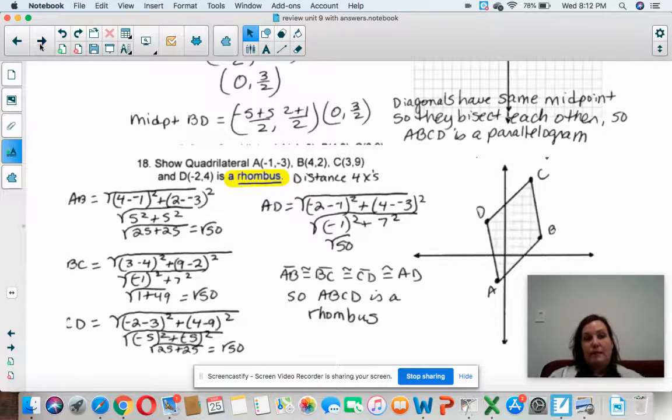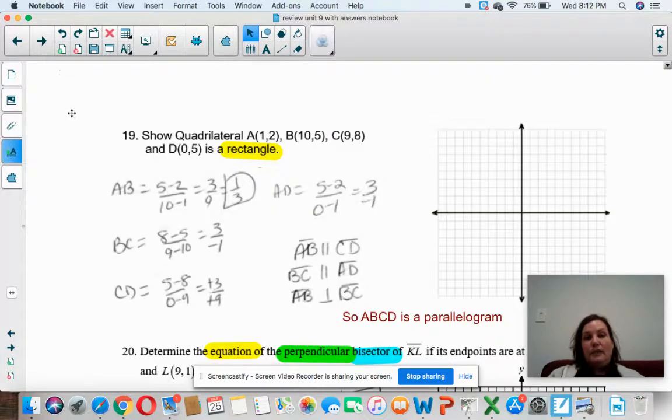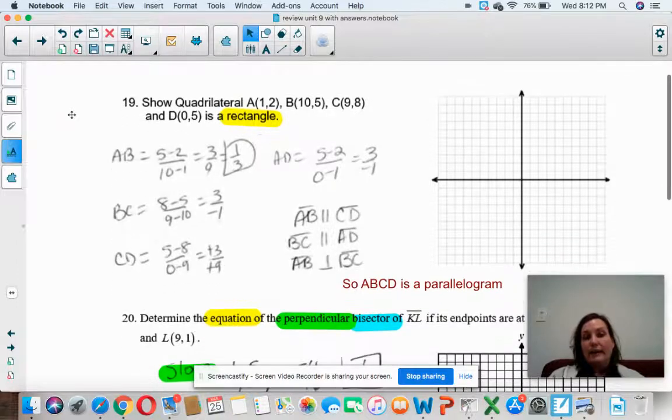All right. Next page, we have some more coordinate geometry proofs. In 19, I'm showing that it's a rectangle. Now, a rectangle has opposite sides parallel, and it has a right angle. So I can do all of that just by doing the slope 4 times.